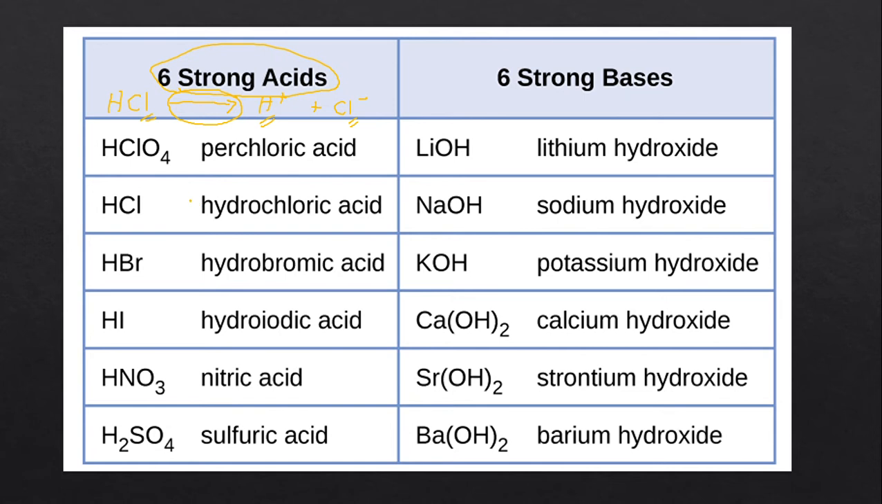para makapag-produce ng hydrogen ion and yung anion natin. Okay? So, sa lahat ng cases na yan, sila ay mag-undergo ng complete dissociation to form hydrogen ion and the anion. Okay? So, ito yung mahalaga na kailangan nyo tandaan, itong 6 na strong acids na ito: Perchloric, HCl, HBr, HI, nitric, at saka sulfuric acid.